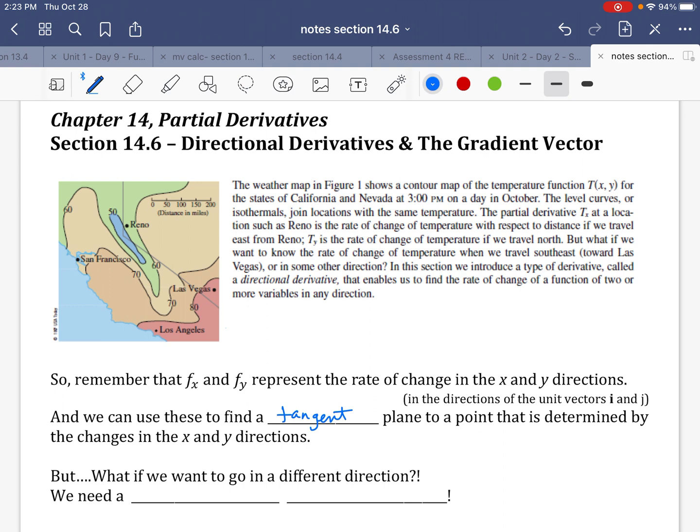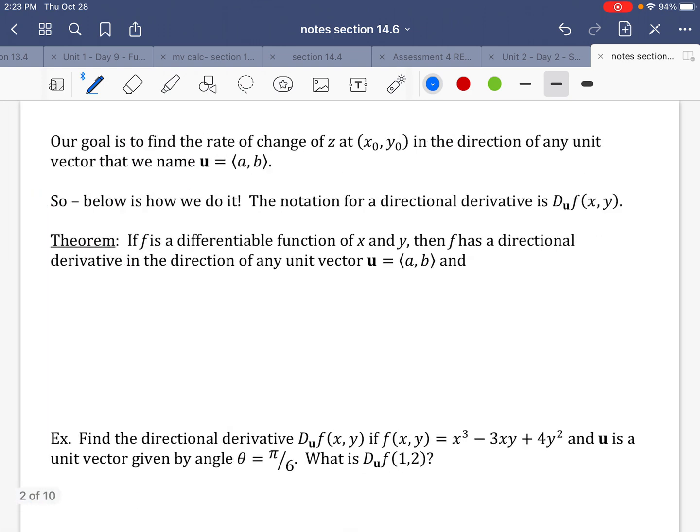But if we want to go in a different direction, then we need what's called a directional derivative. Our goal is to find the rate of change of z at a certain point in the direction of any unit vector. It's important to remember unit vector: the length of the vector is 1. If it's not a unit vector, remember that you have to divide it by its own magnitude to make a unit vector. That unit vector is going to be called u.